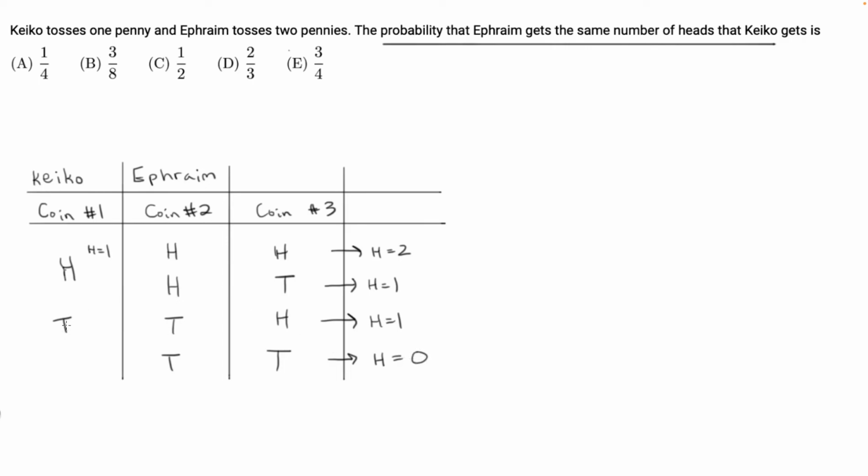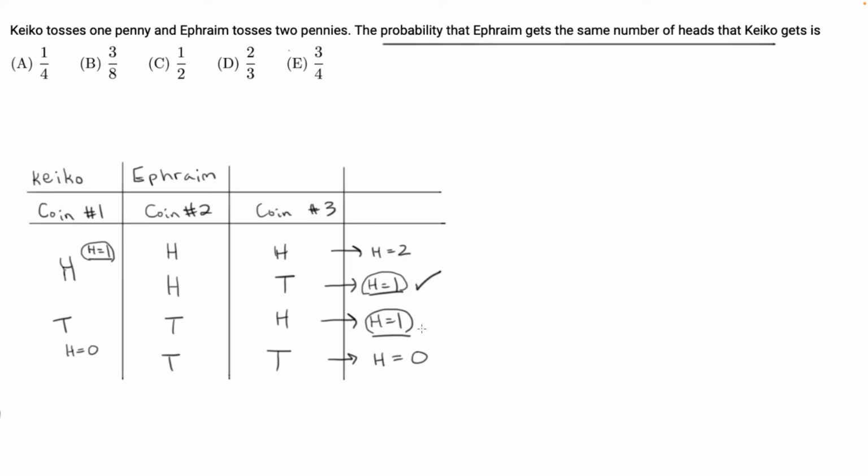And then for here, since the coin number 1 has either a head or a tail, for the tail, there's no heads, since we have a tail, so H equals 0. And then we're finding where H equals 1, which of these combinations have the same H equals 1. And this one has the same H equals 1. So they have the same number of heads as Keiko and Ephraim.